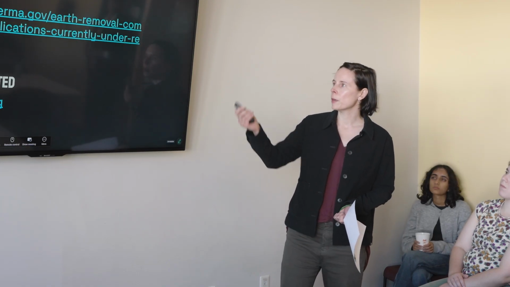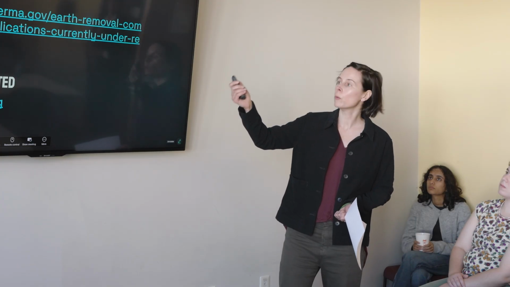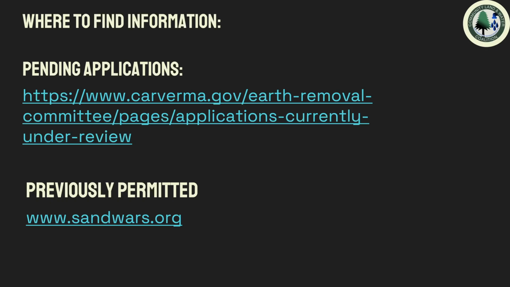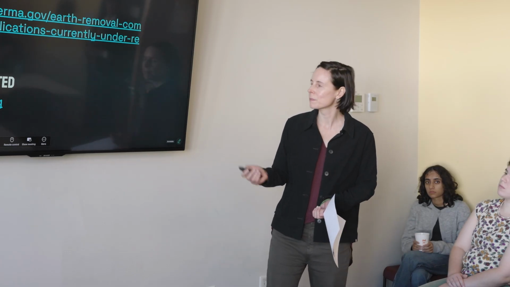If you want information about pending applications in Carver, you can go to the Carver Earth Removal Committee website. If you want information about all of the permits, you can go to sandwars.org. You can click on our map. We have all of the permits. We have links to the permits, links to the impacts. We have site profiles on every single site in southeastern Massachusetts.